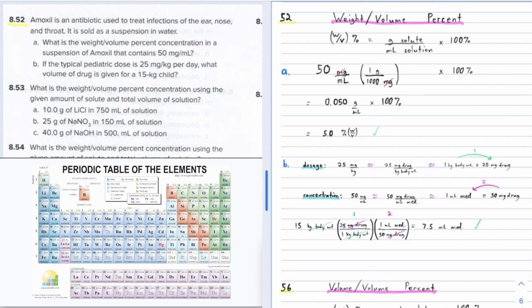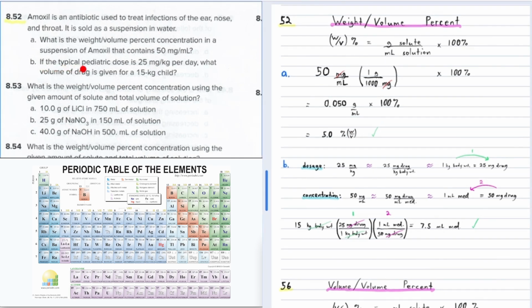Part B says, if the typical pediatric dose is 25 milligrams per kilogram per day, what volume of drug is given for a 15 kilogram child? Now there's two pieces of information you're going to need to answer B. It asks you for what volume of drug. So the answer for B is going to be a certain number of milliliters of drug that you need. It's asking for the volume.